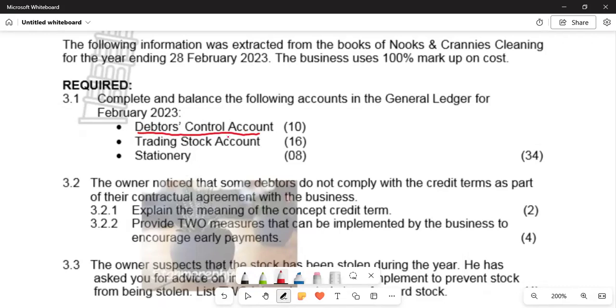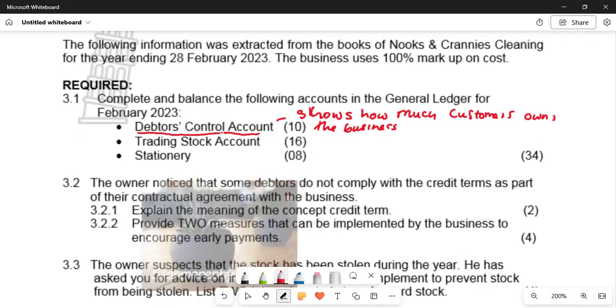Whenever we are talking about the debtors control account, we are talking about what shows how much customers owe the business. That is the debtors control account: how much customers owe the business.